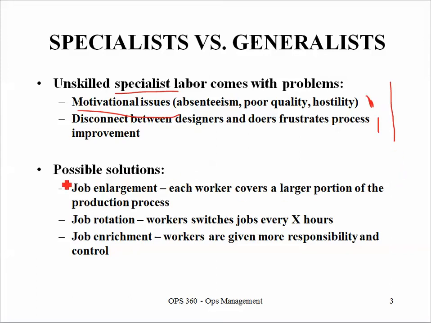So there's been some solutions developed to try and counteract this. Job enlargement, basically giving a worker greater responsibility. Instead of just having them do a 1-minute task, give them 5 to 10 minutes worth of duties. Job rotation. Workers switch jobs every so many hours or so many times during the day. Or job enrichment, giving workers more responsibility and more control.